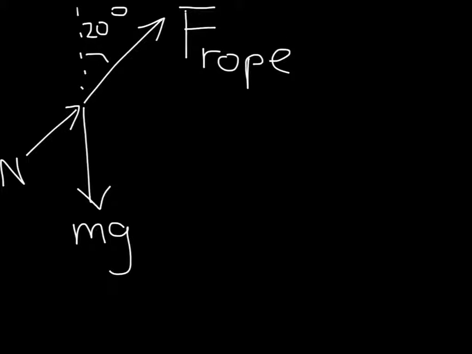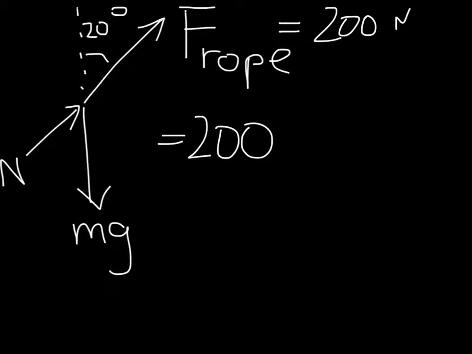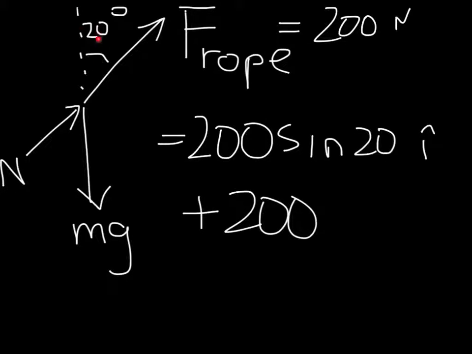So the force, remember, is 200 newtons. So it'll be 200 times the x component, which is this part, which is sine of 20, i hat, plus 200, then this bit, which is cosine of 20, j hat. And that's the force due to the rope in vector form.